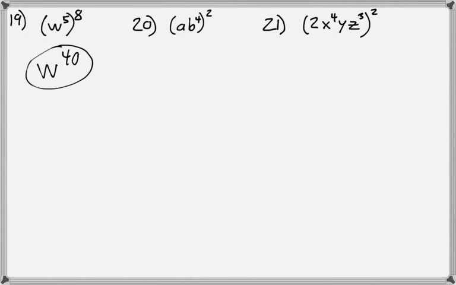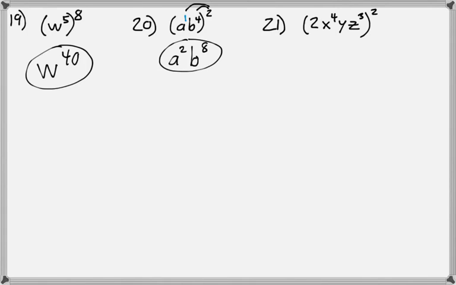With 20, I'm going to put a 1 here with the a because there's an implied 1 there. And then if I basically distribute this 2, it's going to be a squared and b to the 8. And that'll be my answer.